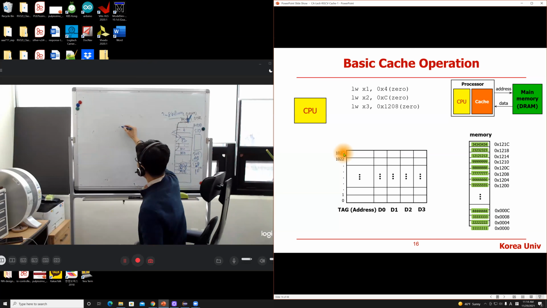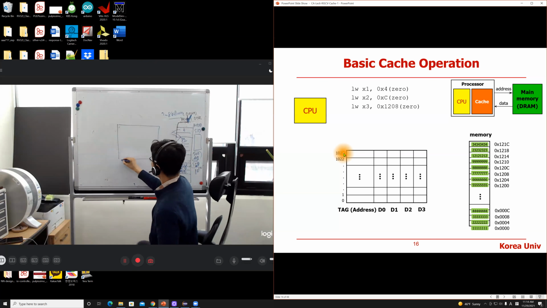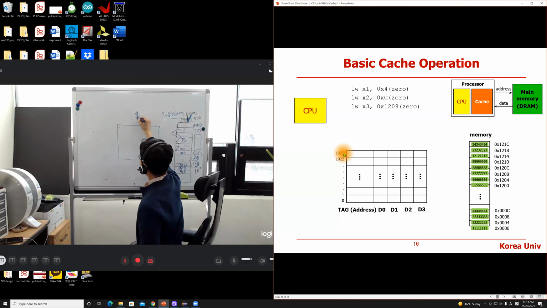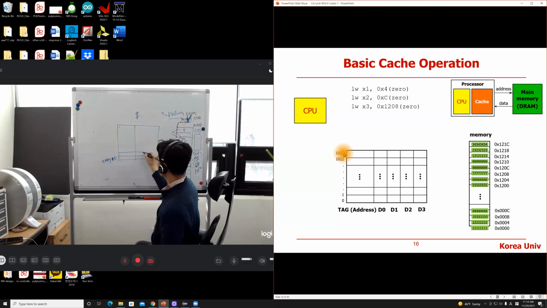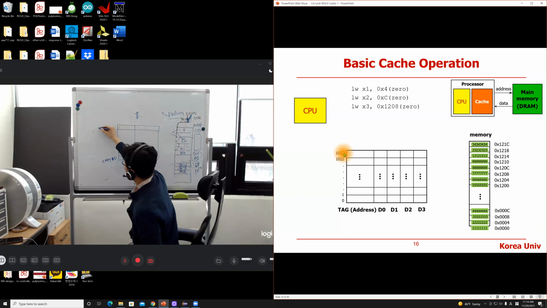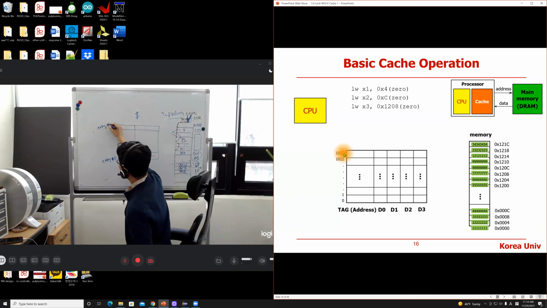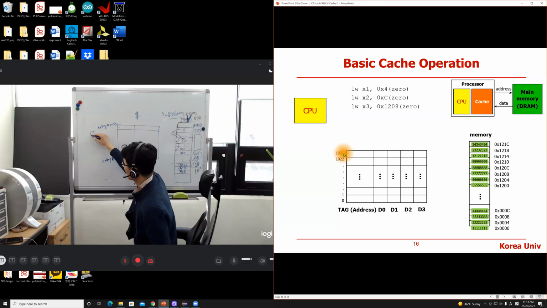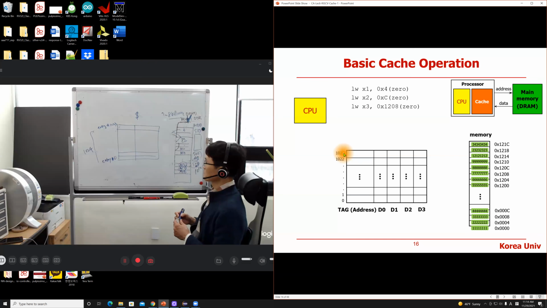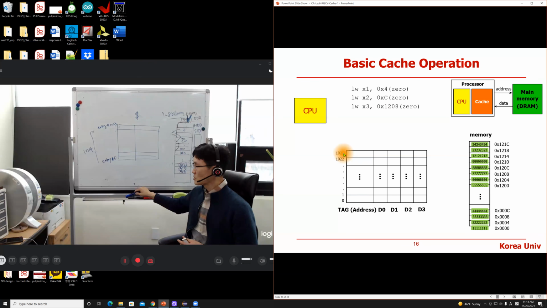So that cache, this one is cache. And you have the first entry number 0. Okay. The last one, entry number 1023. That means you have 1024 entries. Okay. So we have 1024.